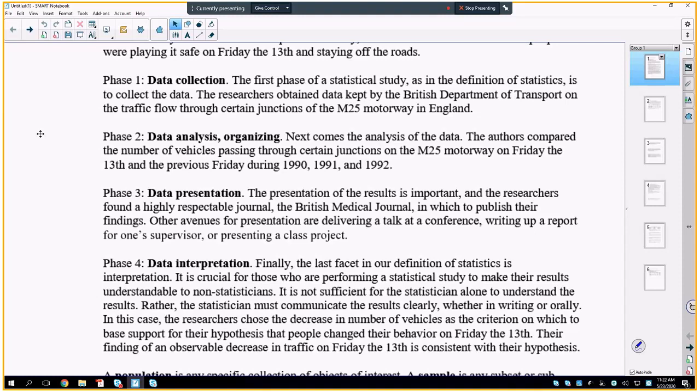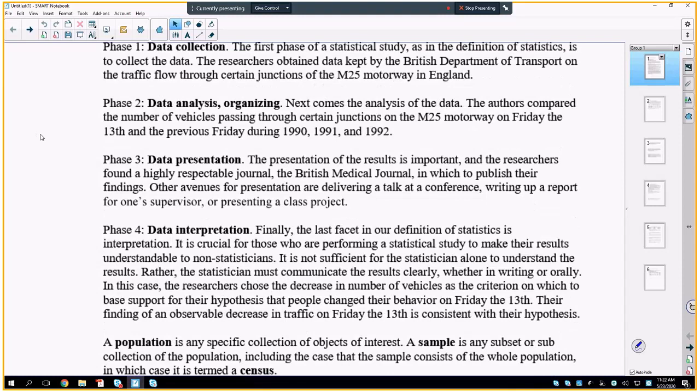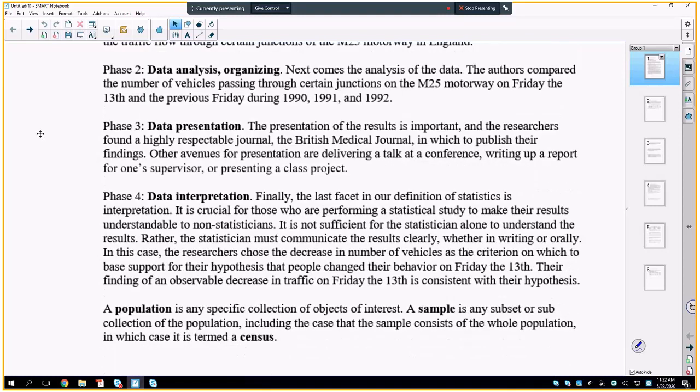So eventually their goal is going to be the presentation of the data. The presentation is important, and in this case, the researchers were able to find a respectable journal in which to publish their findings. They published them in the British Medical Journal, but other avenues for presenting data might be giving a talk at a conference, or simply writing a report for your boss, or presenting a class project.